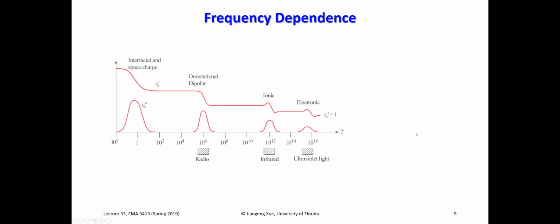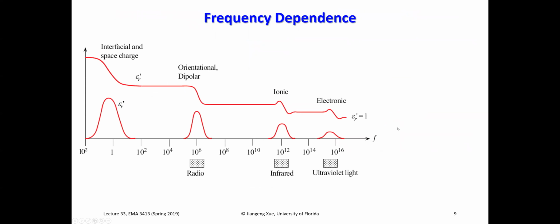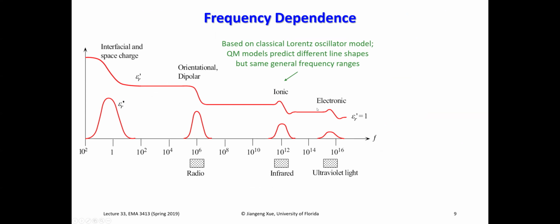So when you combine all those models and look at the 4 different kinds of polarization mechanisms, you can have the overall frequency response as shown here. First of all, we can use the classical Lorentz oscillator model to describe the dielectric response for the ionic and electronic polarization. Obviously, in this case, you see that you have resonant peaks for both the ionic and electronic polarization, but understand that these resonant frequencies are different.